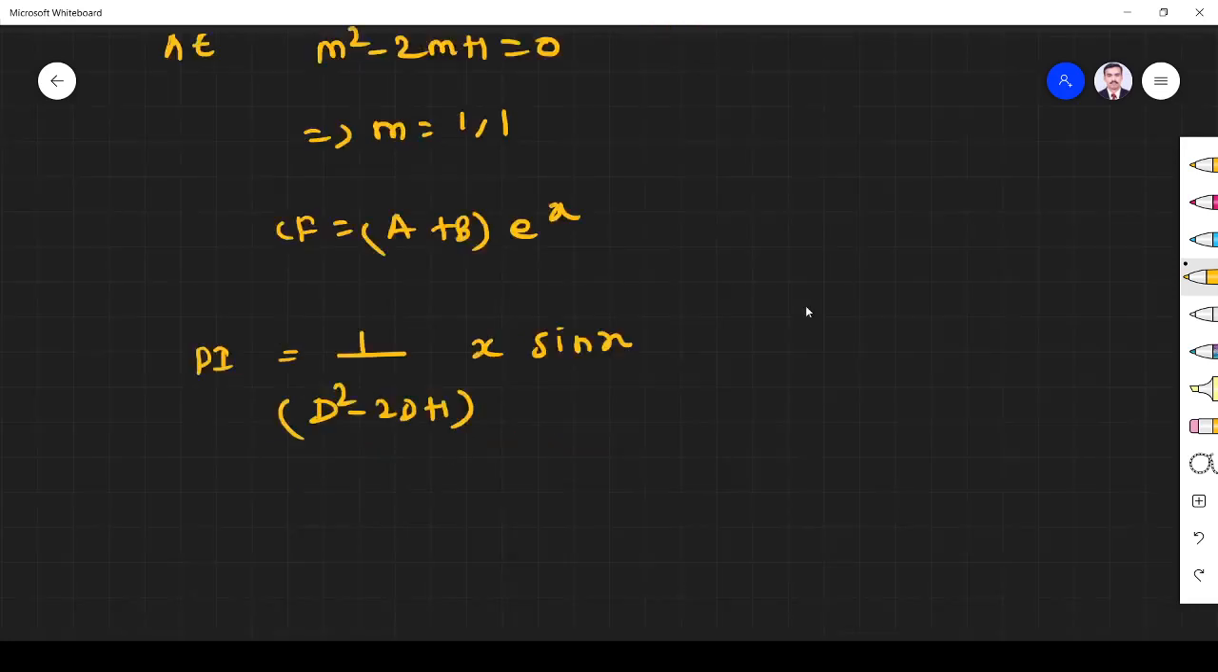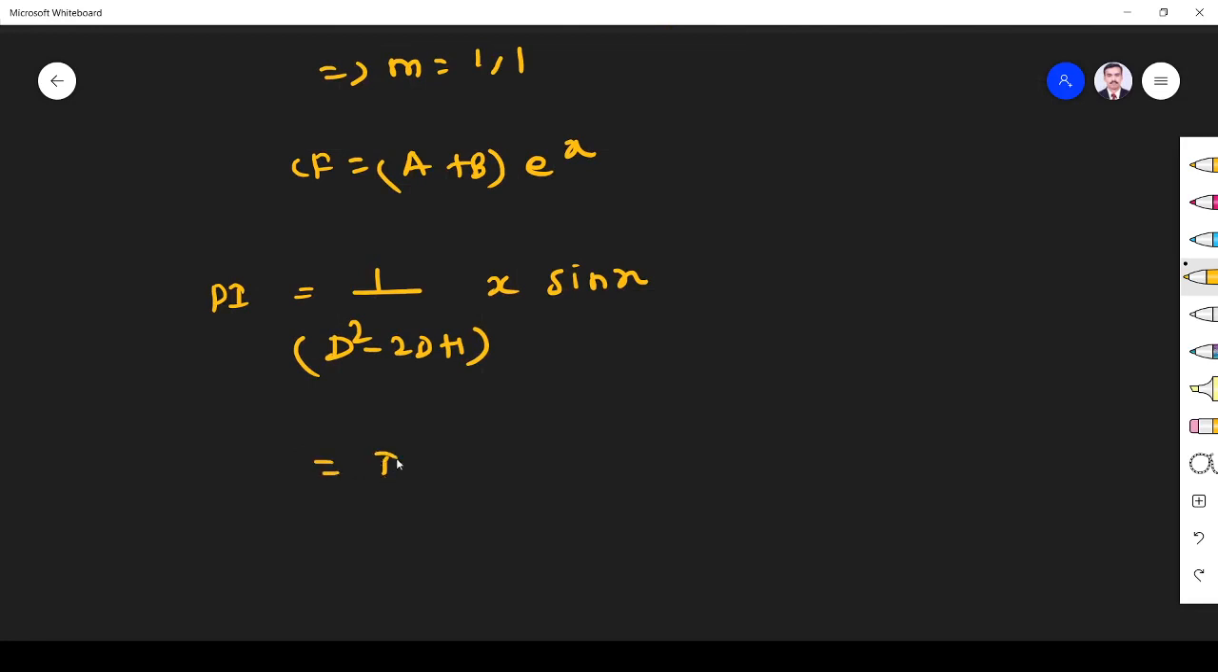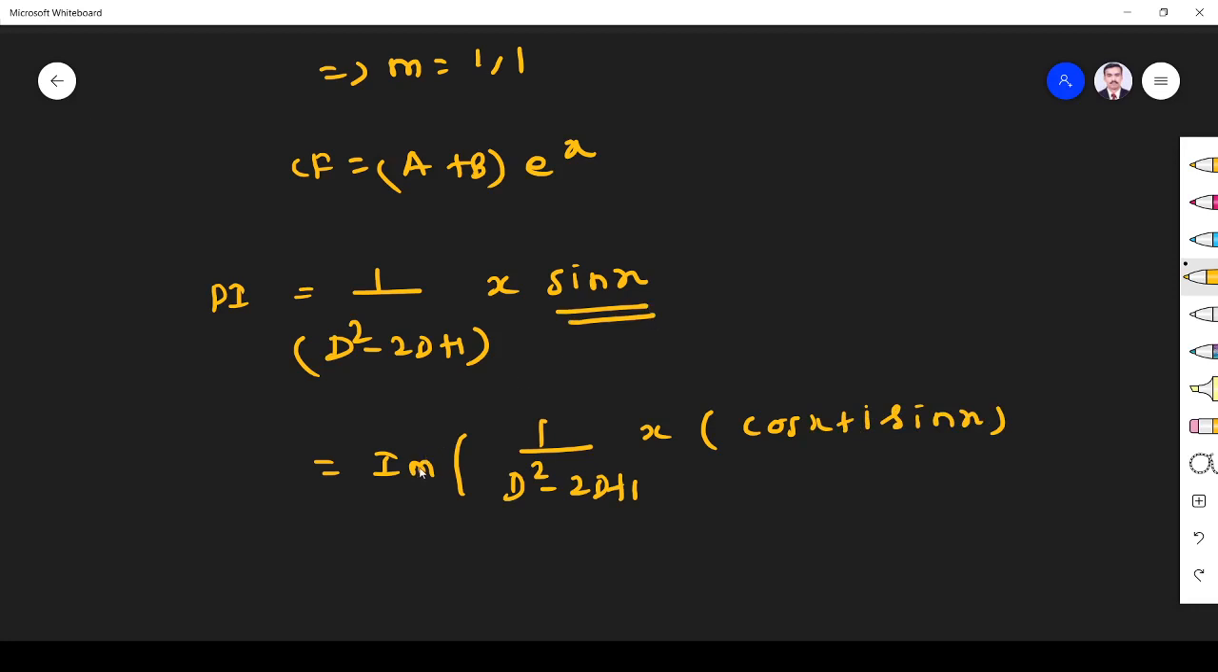Sin x means it is the imaginary part of e power ix. So I write it as the imaginary part of 1 by D squared minus 2D plus 1, x into (cos x plus i sin x). Yes or no? What is the imaginary part of this whole expression? It is 1 by D squared minus 2D plus 1, x into sin x, as written here. The real part is 1 by D squared minus 2D plus 1, x into cos x. Since the question has sin x, I write it like this.